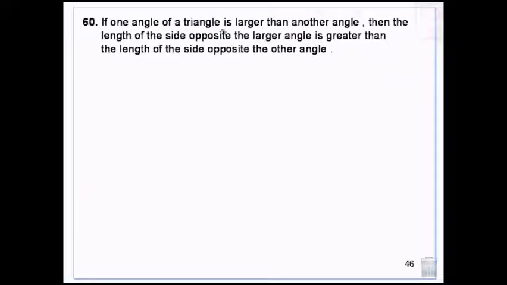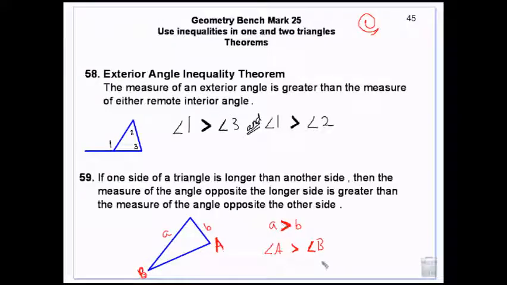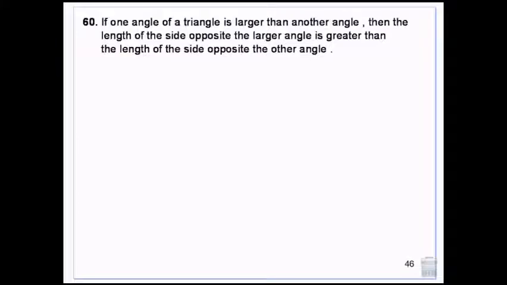If one angle of a triangle is larger than another angle, then the length of the opposite side. So basically, this is if the side is bigger, then the opposite angle is bigger. And then we come over here and we get one that says if the angle is bigger, then the opposite side is bigger. So it goes backwards.